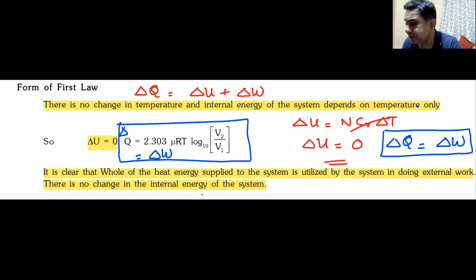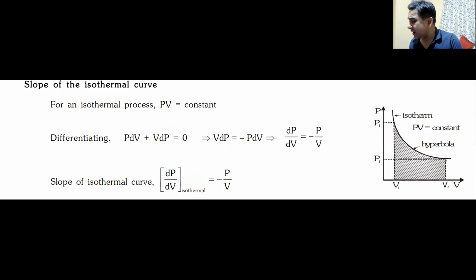Shall we move ahead in life? The next thing is the PV graph for this process, and you can see the PV graph for this process. The PV graph is in the form of a parabola. P into V is constant. Do we understand this?